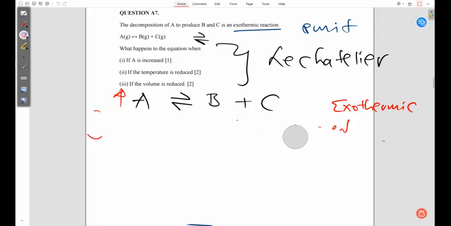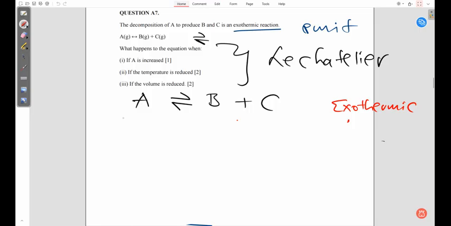The opposite is true. If we reduce A, there would be less of A. So B and C would react to produce A, so the backward reaction is favored. Everything is just trying to counteract whatever you're trying to do. If you increase C or B, we have to form more of A. If you reduce B and C, we have to form more of it. So you get the idea.